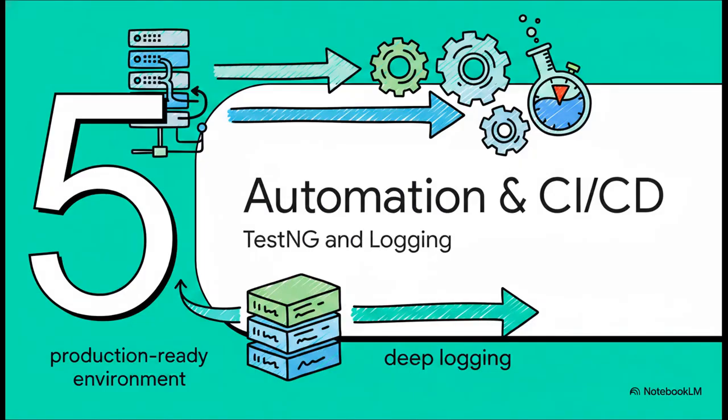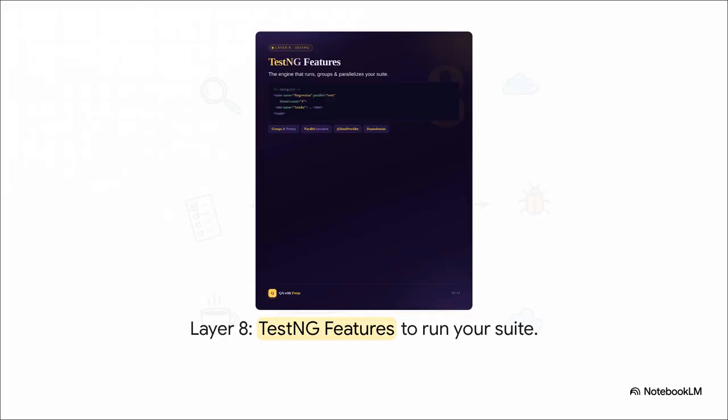Let's move to Section 5, Automation, covering TestNG, CI/CD, and logging to get us production ready. Layer 8 relies on TestNG as the main engine that actually drives our execution. By utilizing the testng.xml file, you can expertly group your suite, for instance, separating a quick smoke test from a massive full regression suite. And even more importantly, TestNG allows you to seamlessly parallelize your runs across multiple threads, which dramatically cuts down the total time it takes for your entire framework to execute.